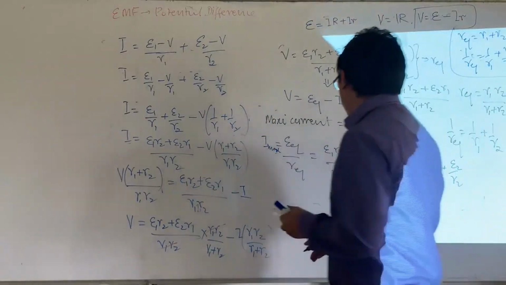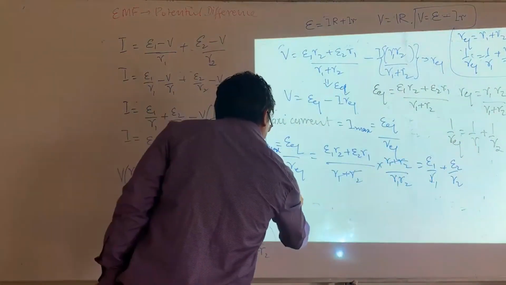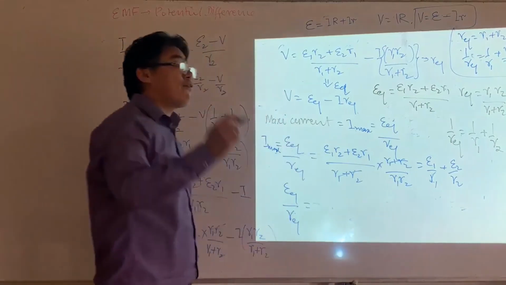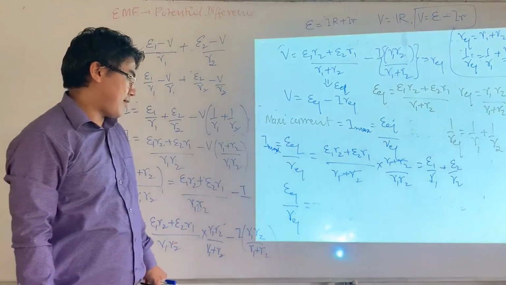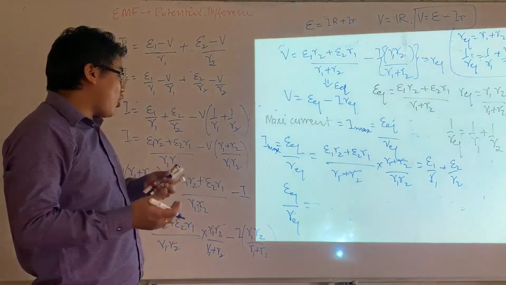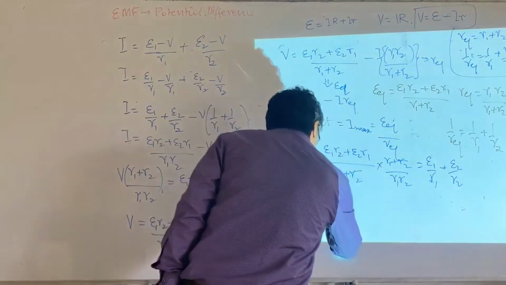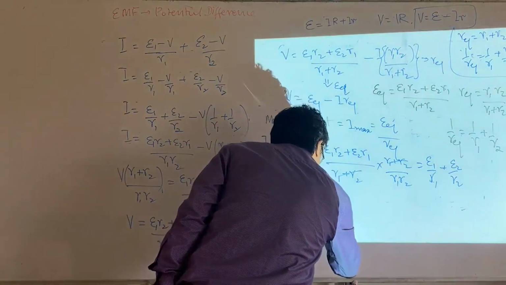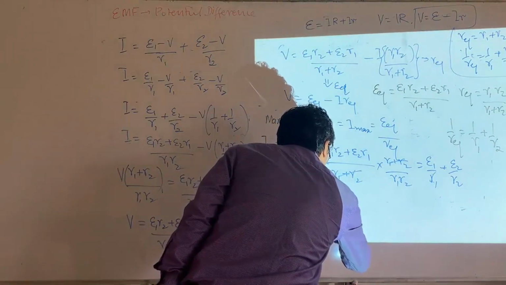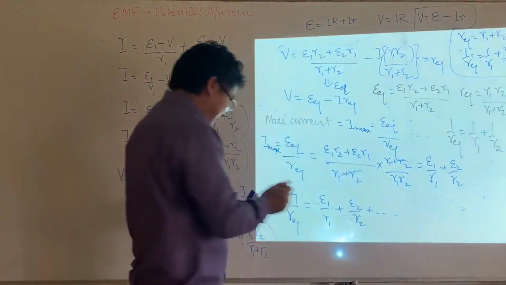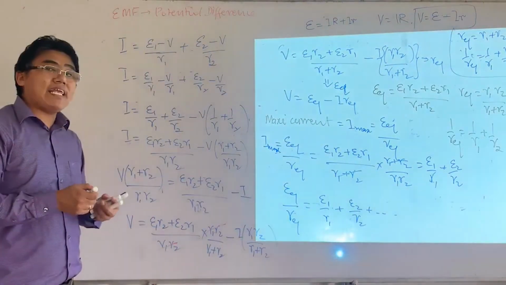This is the maximum current. So that means I rewrite this equation like this. This is the reciprocal of equivalent EMF. The ratio of equivalent EMF and the internal resistance is the sum of the ratios of the individual cells. So this is all about cells in a parallel combination.